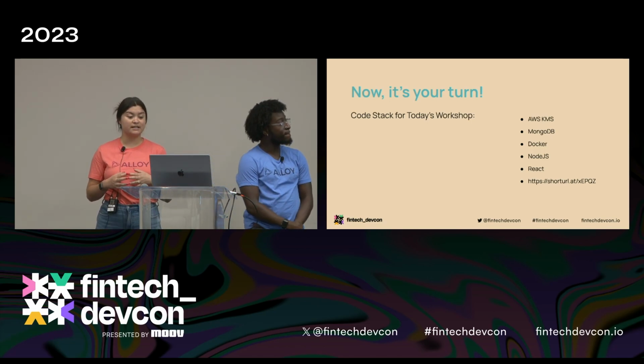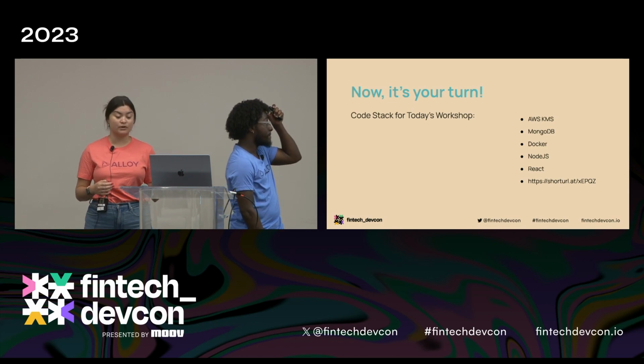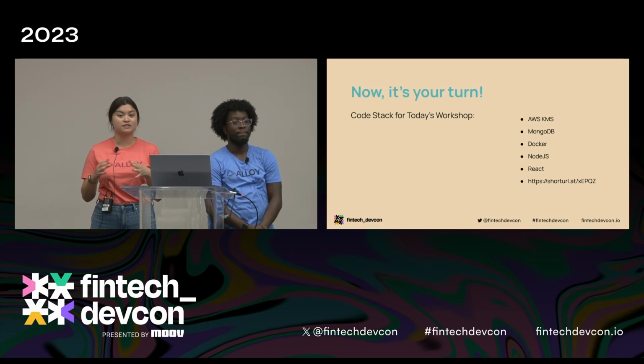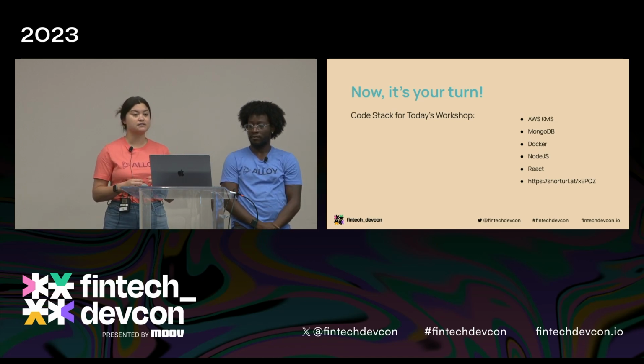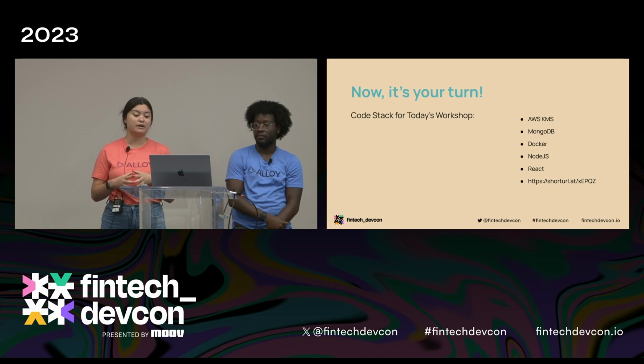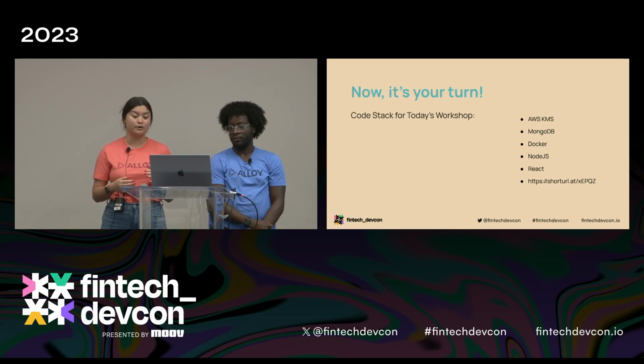So the code stack for today's workshop, as we mentioned, we'll be using AWS KMS to build an integration with our application to get those data keys. We'll be using MongoDB as our database, Docker to run the container for the environment, and then Node.js and React for the actual app code.